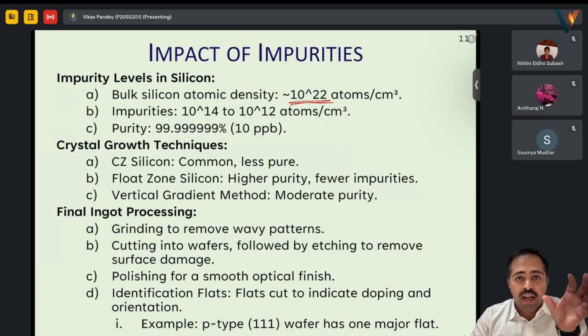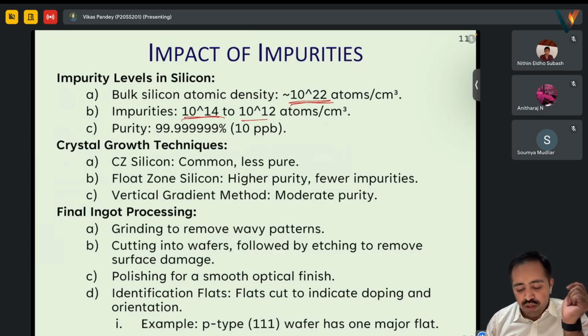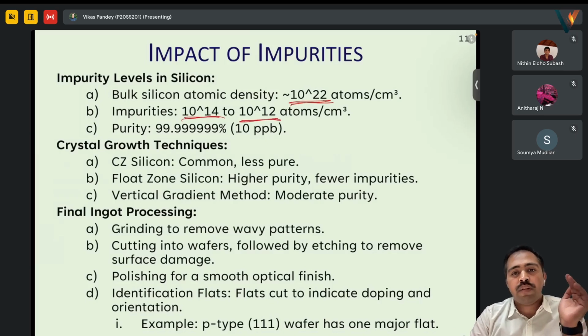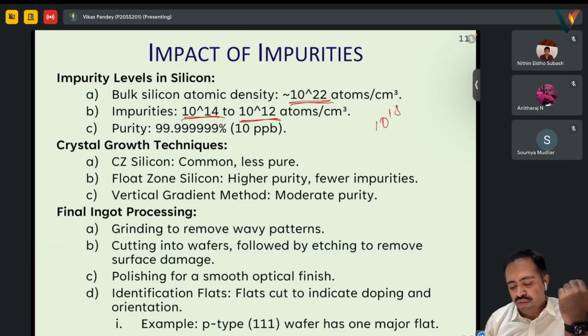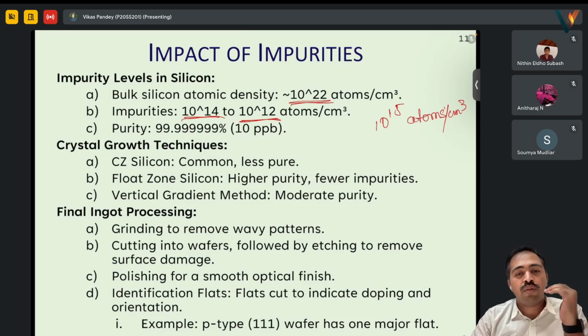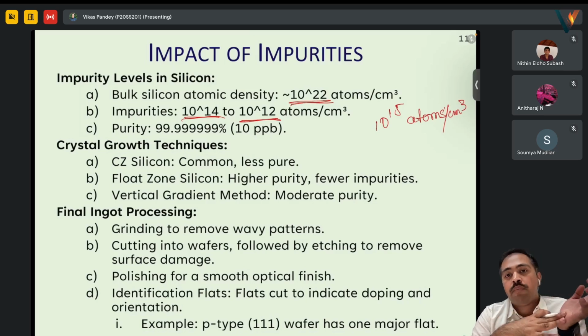Impurities added are in the range of 10 to the power 14 to 10 to the power 12 atoms per centimeter cube. In general, if you find any questions, it is generally taken as 10 to the power 15 atoms per centimeter cube. See that these are not in SI unit, because most of the things that are being talked here are the standards used in the fab, like in general Intel fab, and they are located in USA. So some of the standards you will find will differ from the SI unit.